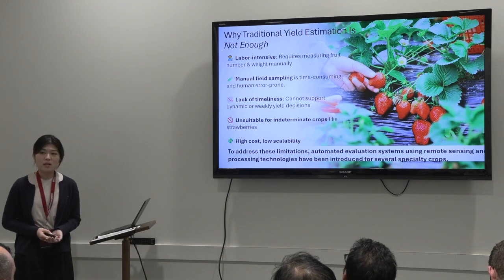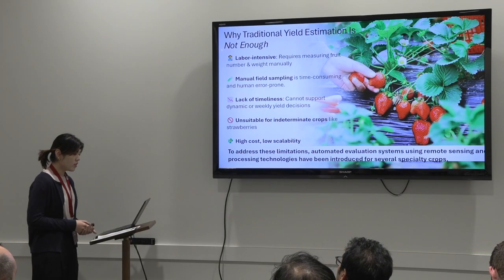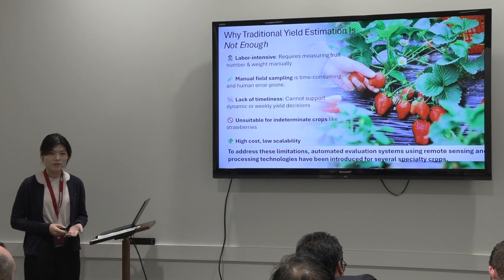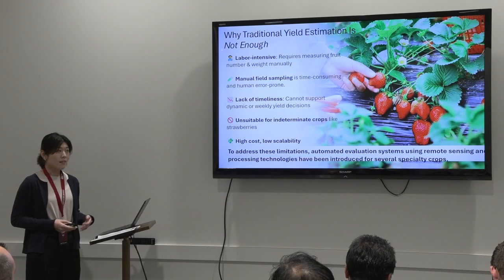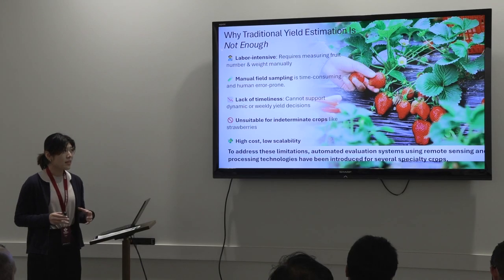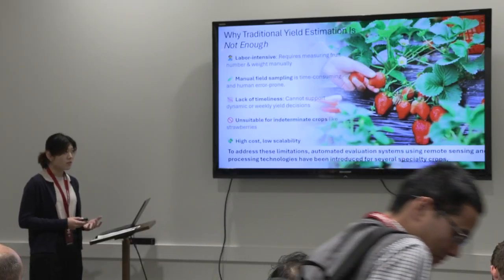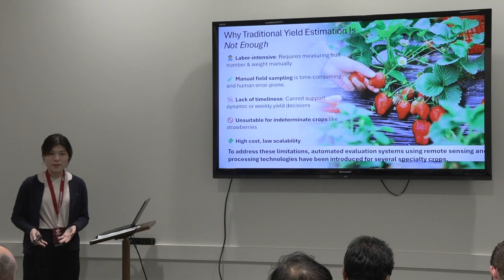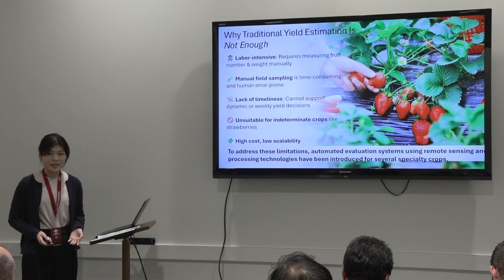Okay, so far there is already some traditional yield estimation, but it doesn't seem to be enough. First, people still need to count the fruits in the field all by themselves. Manual counting and manual weighing is still very labor intensive. And when counting the fruits or weighing, there is always some human error. Sometimes some people think a strawberry is ready to be harvested, but other people might not. So some errors happen during manual picking.